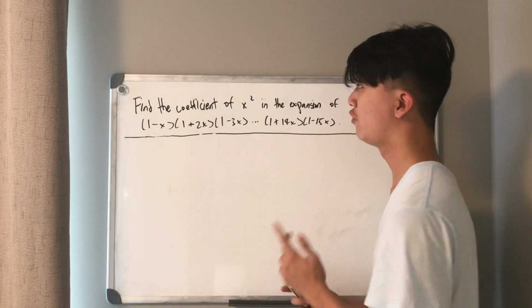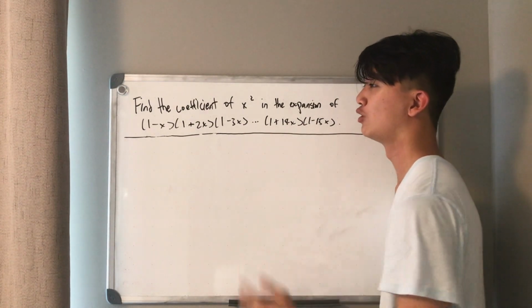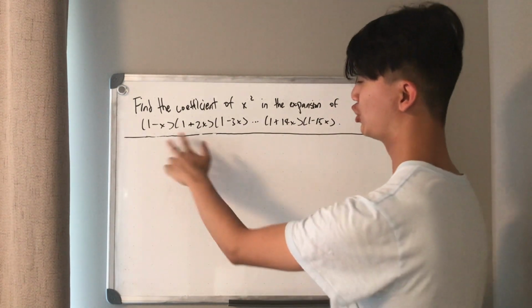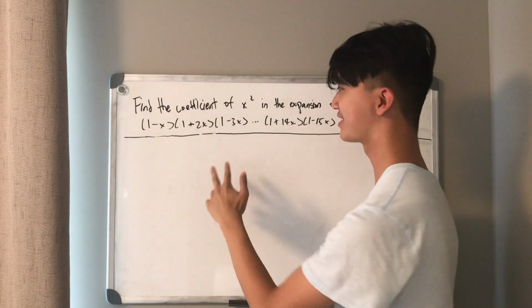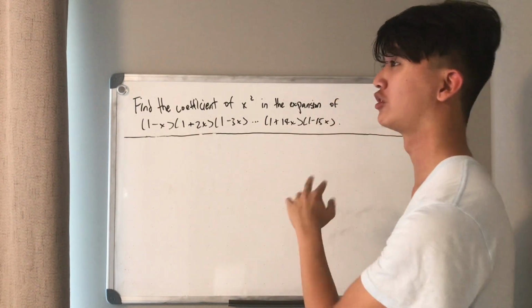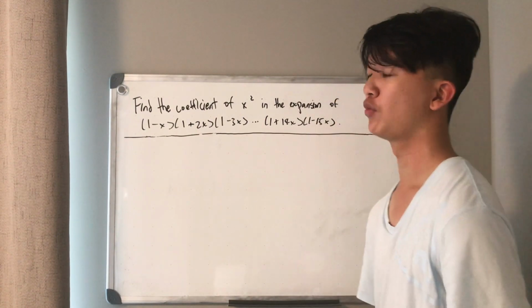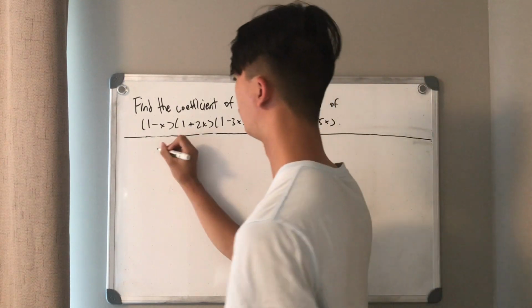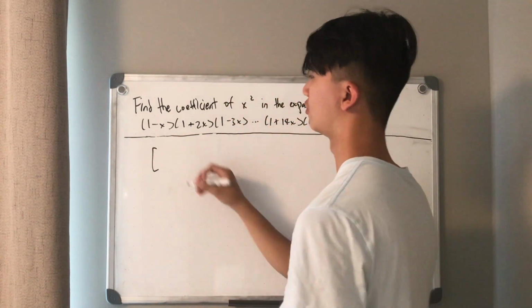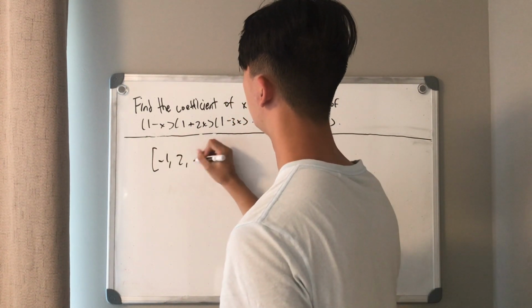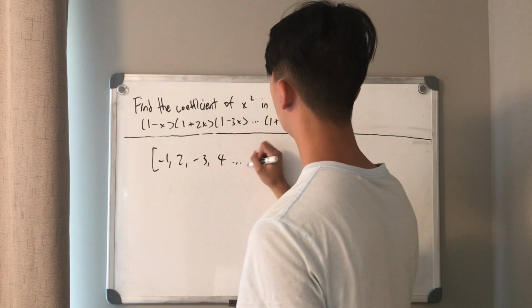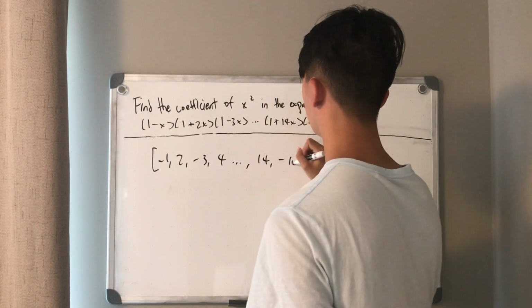And so to find the coefficient of x squared in the expansion, we're going to look at the case where 2 of these choose x as the term, and the other 13 choose 1 as their term. So let's consider the set of the coefficients of the x term. So we have -1, 2, -3, 4, ..., 14, and -15.